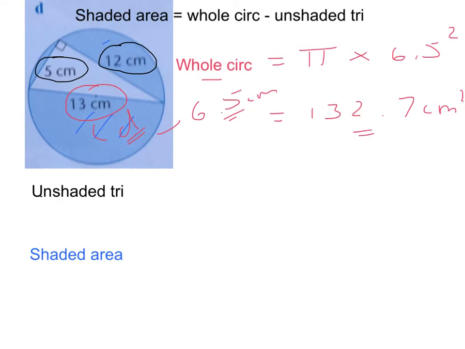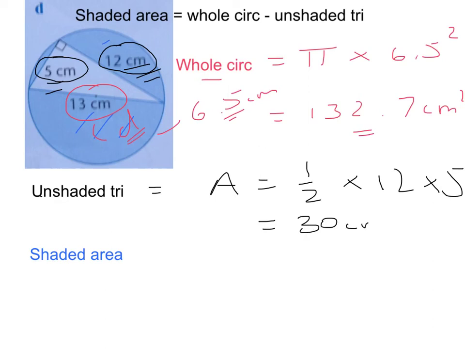Remember, we're going to remove the unshaded triangle, and the area of the unshaded triangle was half times breadth. In this case, breadth here is 12, times height. In this case, height is 5. You put that in a calculator, and half times 12 times 5, we actually end up getting 30. So the area of the unshaded triangle, which we want to remove, is 30.